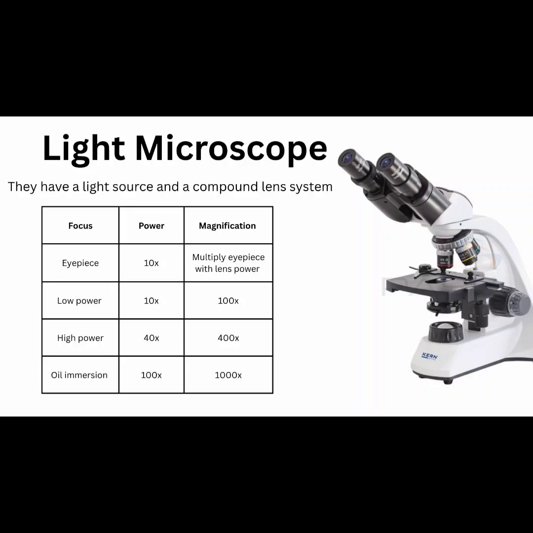The eyepiece power is multiplied with the power of the lens to get the magnification, which means for low power 10 into 10 is 100. For high power it is 10 into 40, which means 400. And for oil immersion it is 10 into 100, which is 1000. So this is the magnification we get.